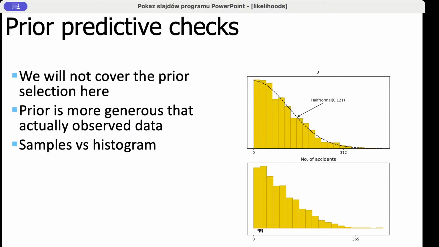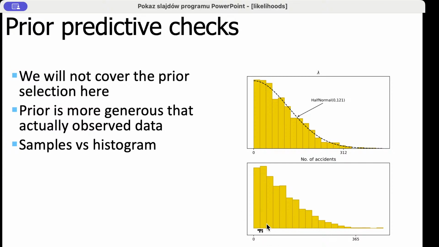We will not be discussing prior predictive checks and prior selection that much, because we will cover them later, but we can use prior predictive checks to verify if our prior is consistent with observed data. We can use a certain probability distribution, in this case a half normal distribution, to assign the lambda value in such a way that it will be consistent with our data.